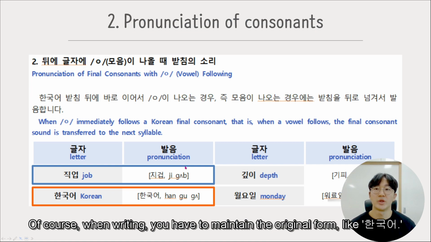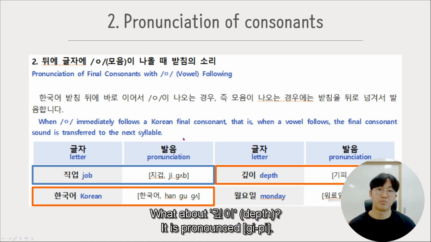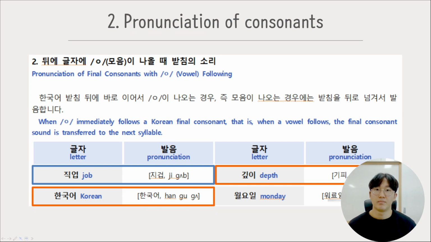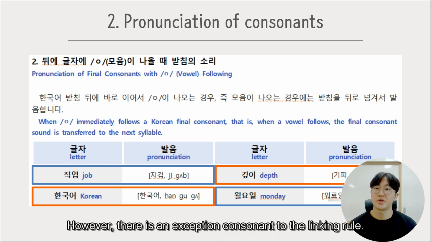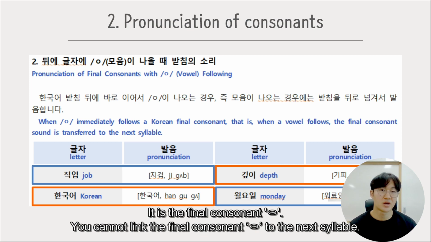Of course, when writing, you have to maintain the original form, like 한국어. What about 깊이? It is pronounced 깊이. And how about 월요일? It becomes 월요일. However, there is an exception to the linking rule. It is the final consonant 이응. You cannot link the final consonant 이응 to the next syllable.